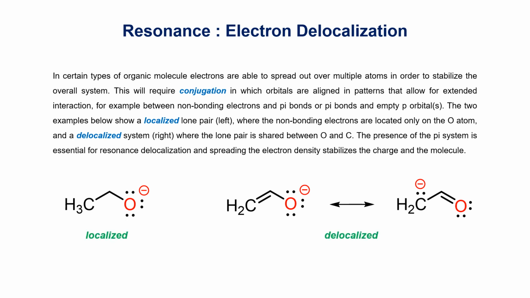The two examples below show a localized lone pair, where the non-bonding electrons are located only on the oxygen atom, and a delocalized system, where the lone pair is shared between oxygen and carbon. The presence of the pi system is essential for electron delocalization, and spreading the electron density stabilizes the charge and the molecule.